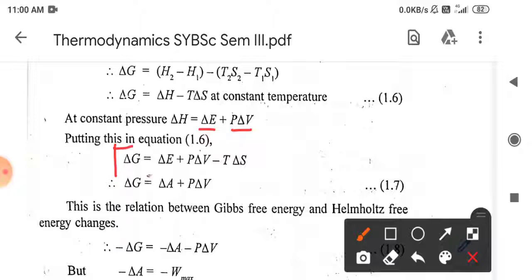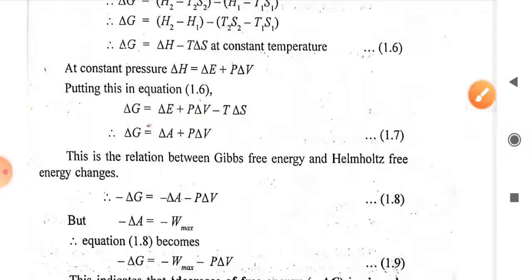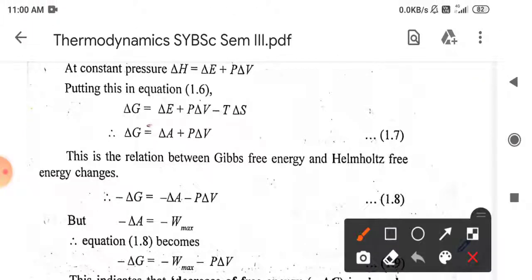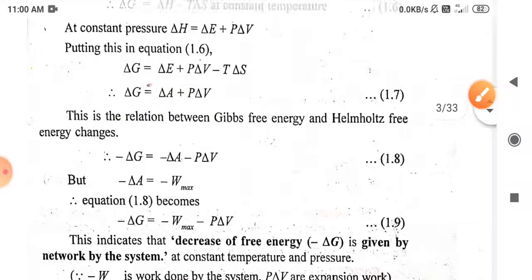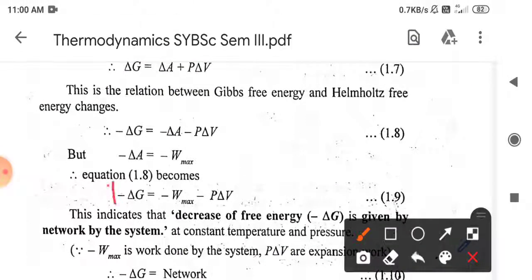That delta G is equal to delta E plus P delta V minus T delta S. But this delta E minus T delta S, we know, is the expression for the Helmholtz free energy. So we have simply substituted that delta G is equal to delta A plus P delta V. But we know that delta A is the maximum work done and P delta V is the PV type of work. So this is the relation between Gibbs free energy and Helmholtz free energy. If we rearrange that equation, we finally get the equation likewise.